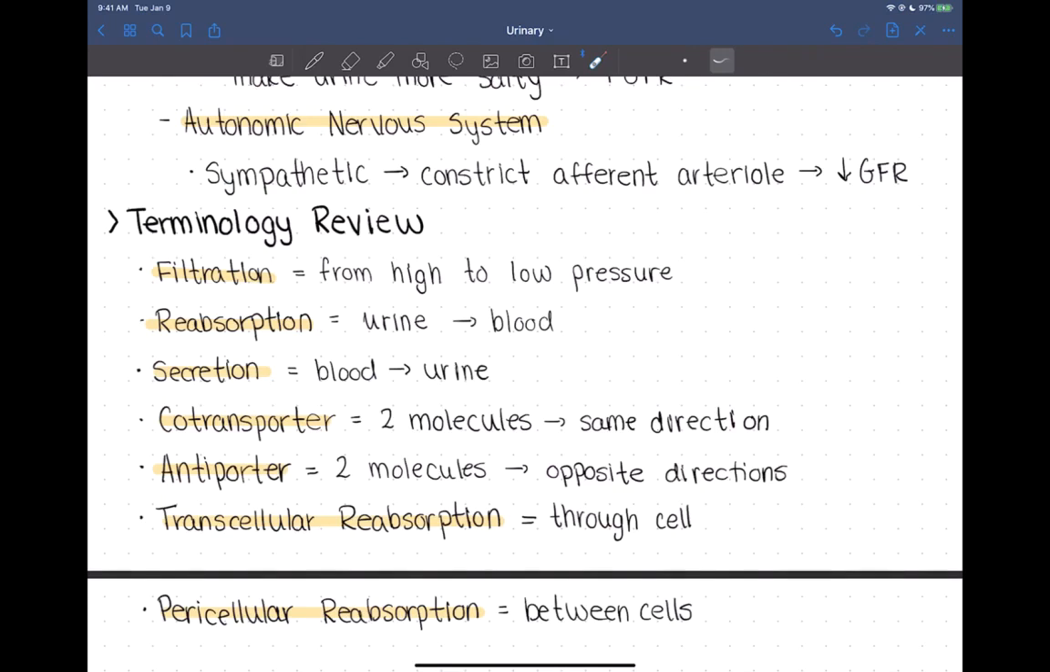Okay, so then there's going to be two types of reabsorption. Primarily, we're going to be focused here on the transcellular reabsorption. So this just means that molecules like glucose and amino acids are going to move through the actual cells of the tubules and into the blood, versus pericellular reabsorption. They would move kind of between the junctions of the cells into the blood. Okay, so typically we're going to be looking at transcellular reabsorption.